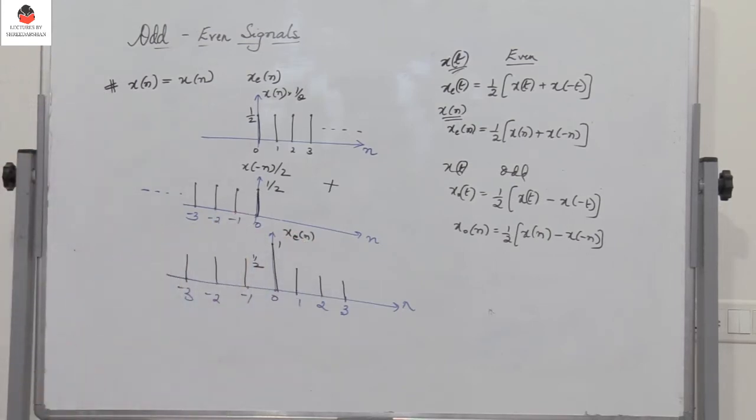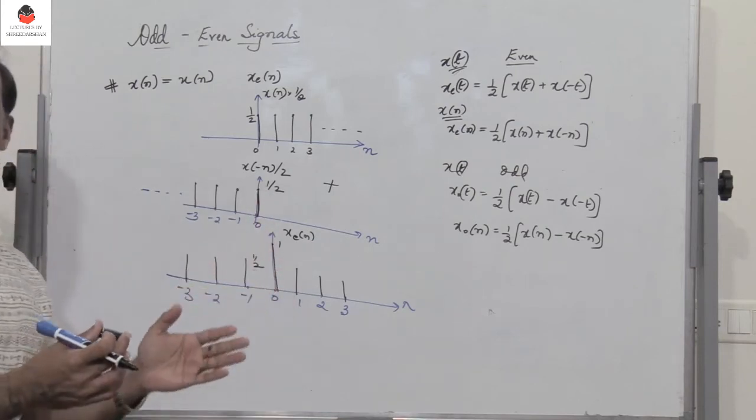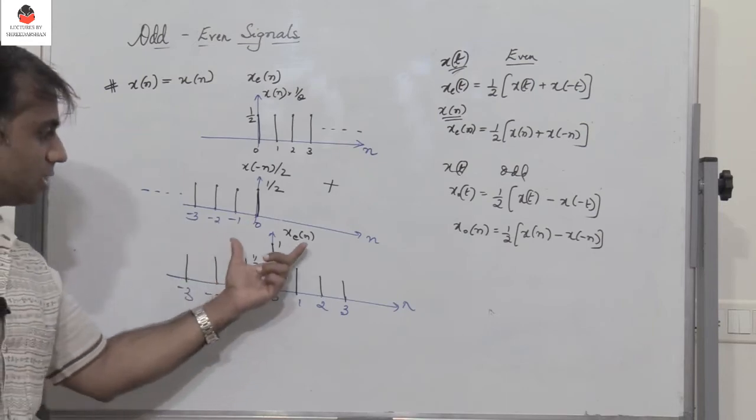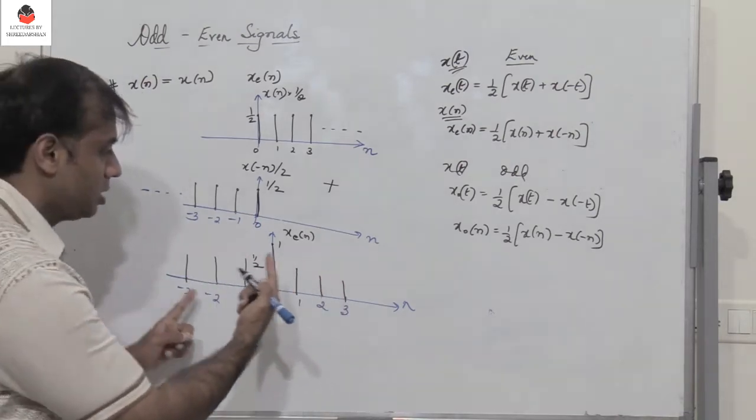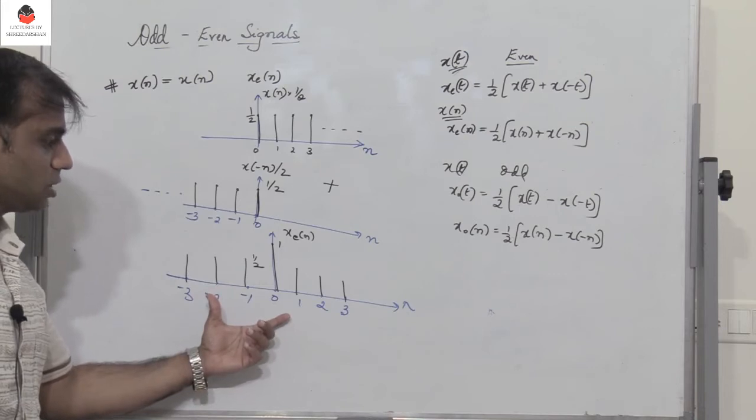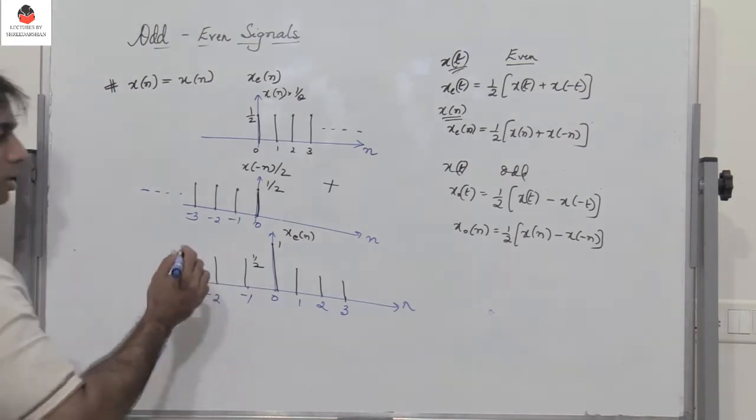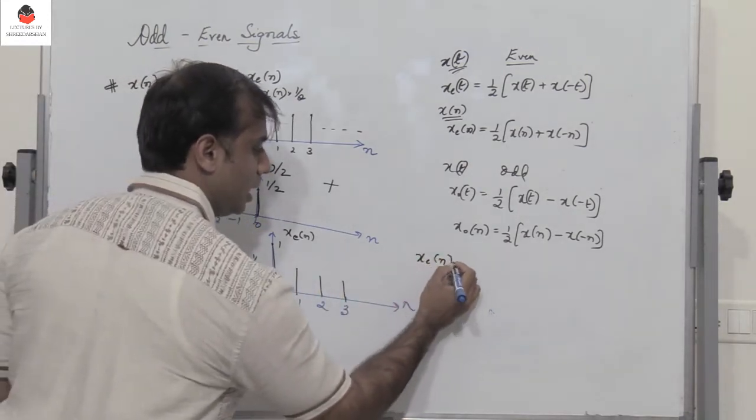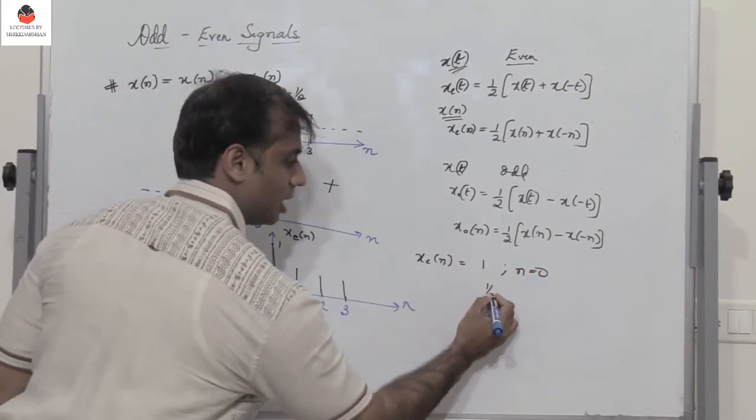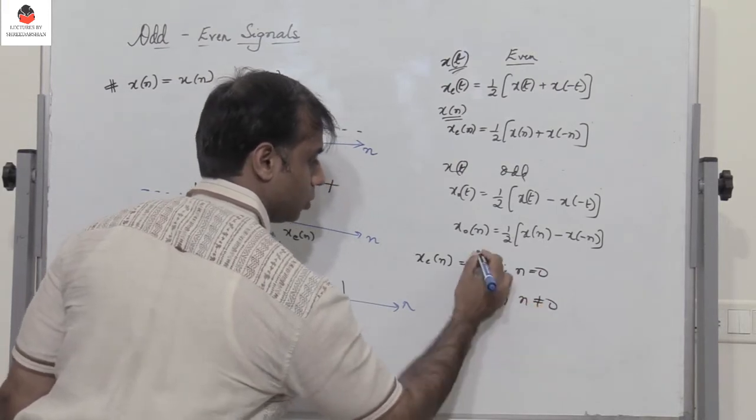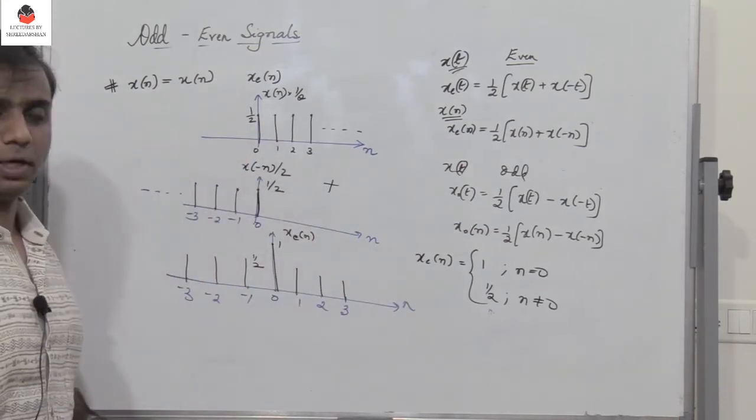So this is the even component. Observe that if I fold the given signal along the vertical axis, they would coincide, or the given signal x e of n is symmetric about the vertical axis. So how can we define x e of n? X e of n is 1 for n equal to 0 and is half for n not equal to 0. So this is how we can define x e of n for x of n equal to u of n.